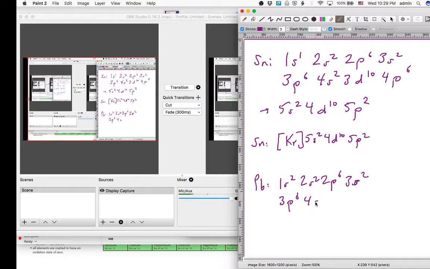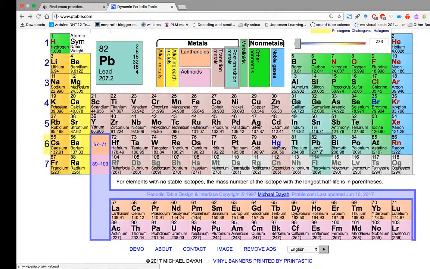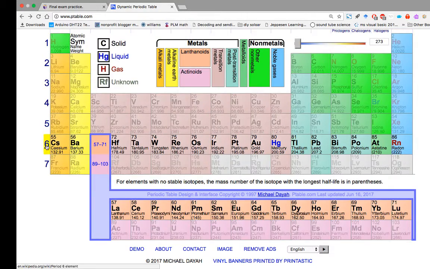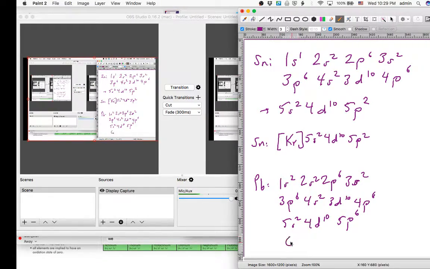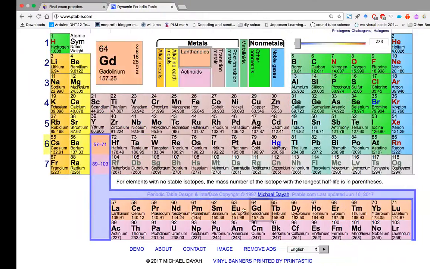3p6, 4s2, 3d10, 4p6, 5s2, 4d10, 5p, in this case it's going to be 6, because lead is down here, so I go to 5p6, and then after the fifth row, there's the sixth row, so 6s2, so I go 6s2, and then I go here.